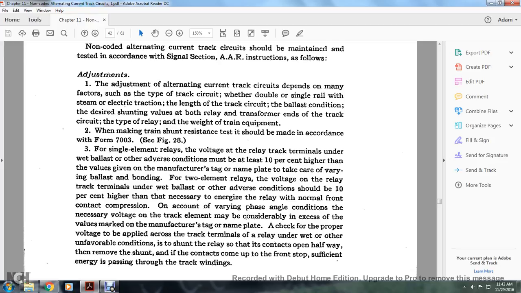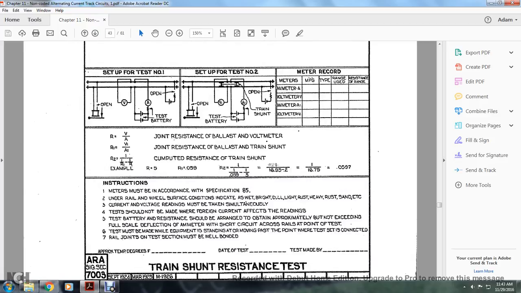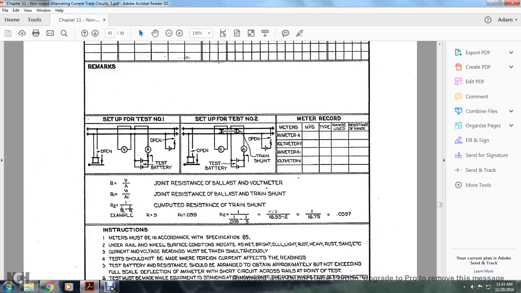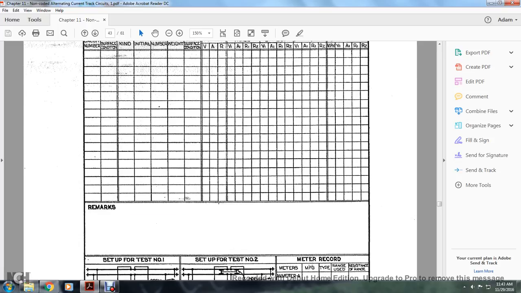the voltage applied across the track terminals of the relay under wet and other adverse conditions. It is to shunt the relay so that its contacts open, and after removal of the shunt the contacts come up to the front stop, with sufficient energy passing in the track windings. Figure 28 shows the train shunt resistance testing. It shows the equipment circuit and the rail surface condition, kind, initial numbered weight, wheel surface testing number, VA and VAR, one axle, two axle, and entire equipment and equipment moving in test number 2.